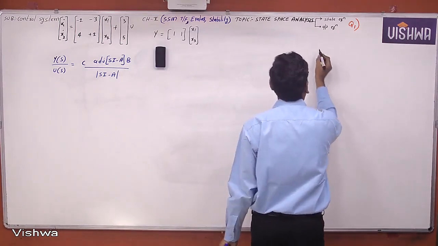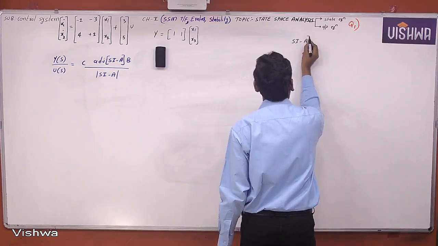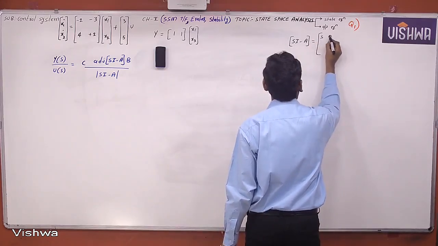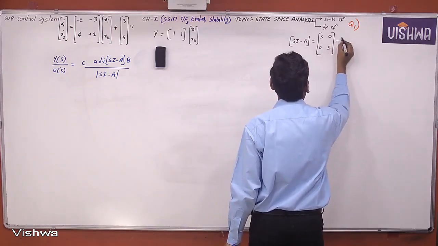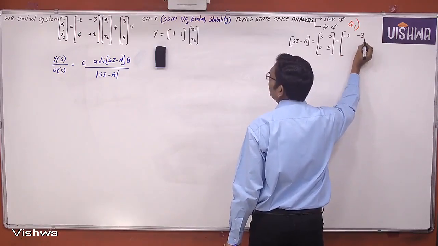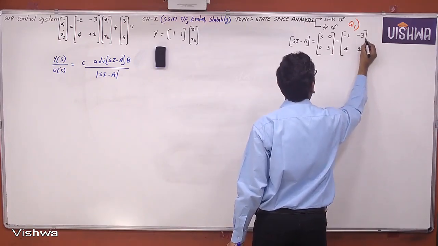Now, what is sI minus A? The sI minus A matrix is [s, 0; 0, s], because the identity matrix order is 2 by 2, since the A matrix order is also 2 by 2, minus [-2, -3; 4, -2].